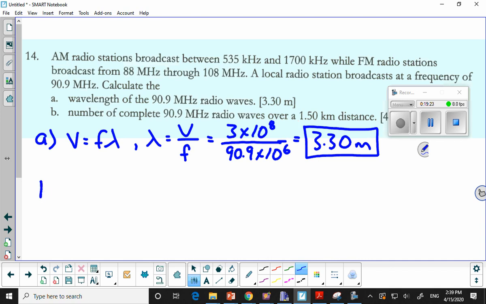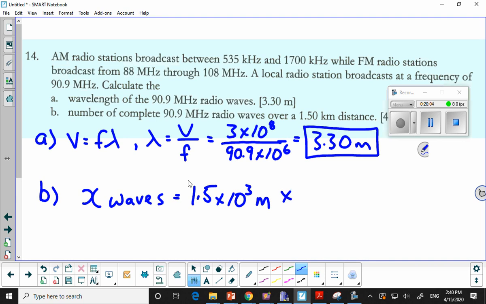So question B, if that tells us the wavelength, the distance of one wave is 3.30, how many radio waves are you going to get over this distance of 1.5 kilometers? So I'm going to just use a simple factor label method, something like Mr. Bullock's pick a fence. How many waves is what we're looking for? What are we trying to convert? Trying to convert 1.5 kilometers, which is 1.5 times 10 to the 3 meters. Kilo means 10 to the 3.